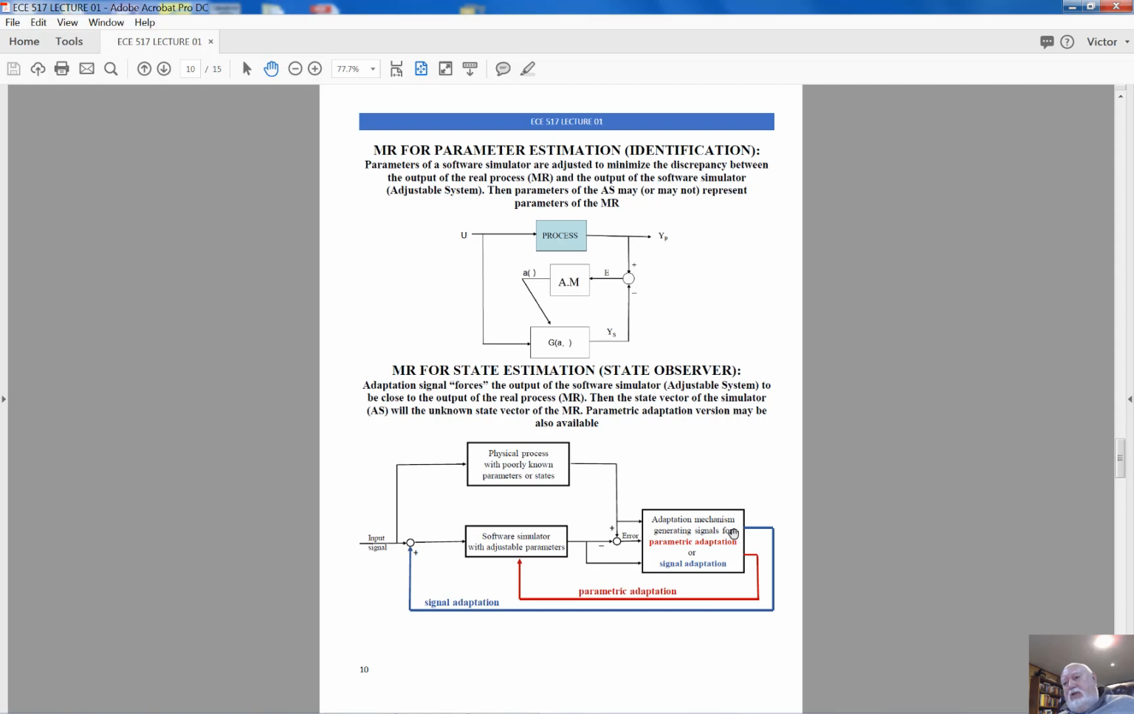Now, there is another alternative. The adaptation mechanism could be designed differently in such a way that it would generate an additional signal applied to the input of the simulator. Still, if the adaptation mechanism is properly designed, this signal adaptation will result in the error being very low, which means that this adjustable system will provide the necessary system state.